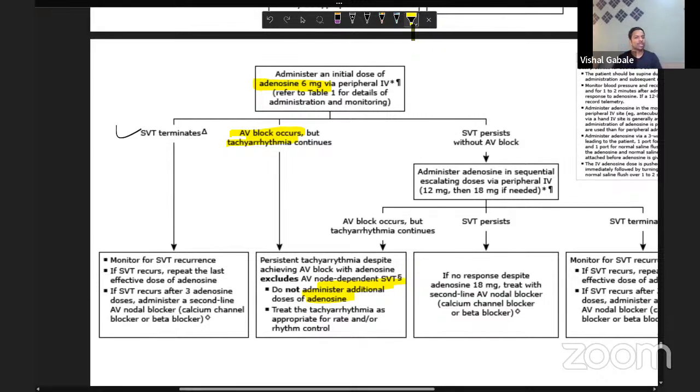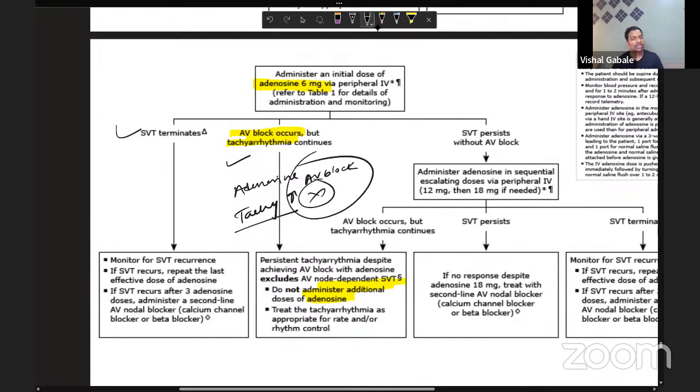I will explain. Don't worry about that. Just remember, whenever adenosine is given and the patient develops tachycardia, but your AV block is there, stop it. Do not repeat. Why? Because this AV block can worsen the arrhythmia. Let me tell you how.